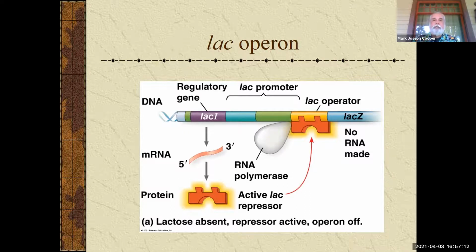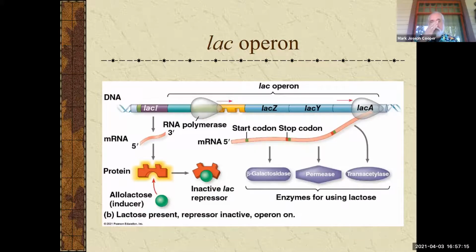Okay, so you start drinking milk. All of a sudden lactose is present, and the repressor becomes inactive. You have an inducer, allolactose, which is in milk, and that hooks onto the repressor and inactivates it. Now all of a sudden your body is making enzymes for using the lactose. This is called inducible, the opposite of the repressible operon.